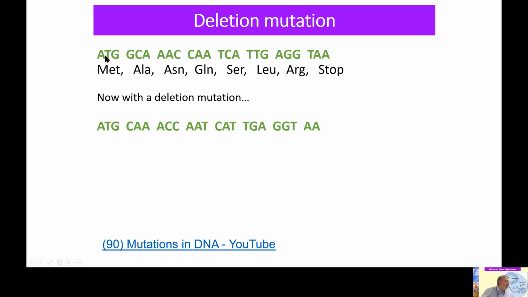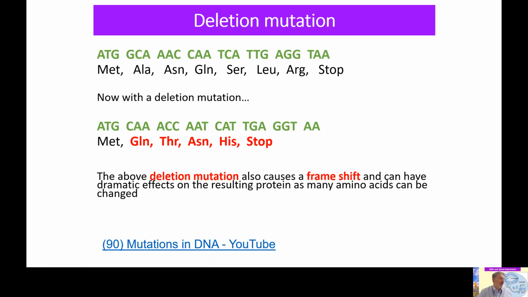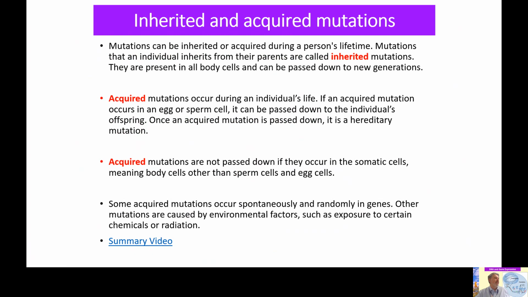So here we've got ATG, GCA, and the G has been lost. Again we've moved all the codons along, so we get different amino acids again. Okay, so this is also a frame shift. Again, dramatic effect. Many different amino acids could be changed. The protein might not work at all, or it might do something disastrous.